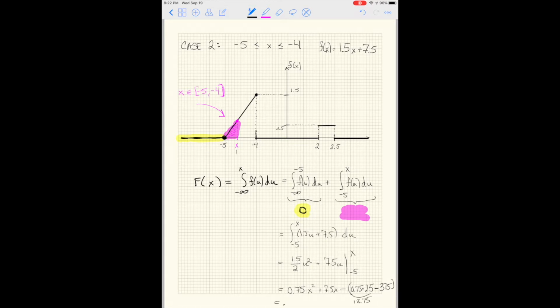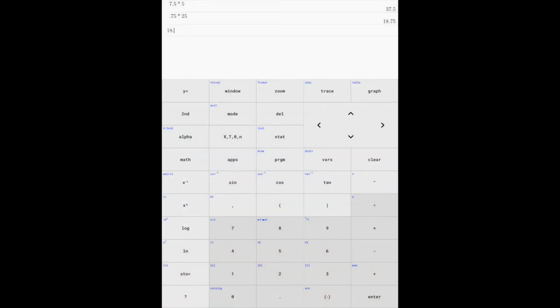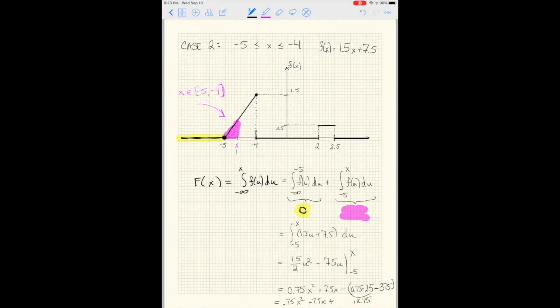So then finally, if I put all that together, I get 0.75x squared plus 7.5x, and then minus 18.75 minus 37.5, so that's going to give us a negative, so this will turn into a plus. And then if we just do that calculation, 18.75 minus 37.5, and we get 18.75, which I guess makes sense. So this will be plus 18.75. So that is the solution for this piece.